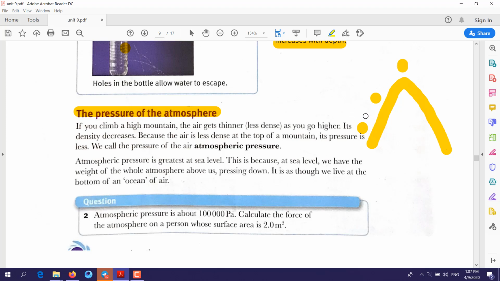The answer will be here. The pressure here will be more. Why? Because more air particles are on the person. The higher you go, the fewer air particles will be on you. When the number of air particles is less, that means the atmospheric pressure will be less.